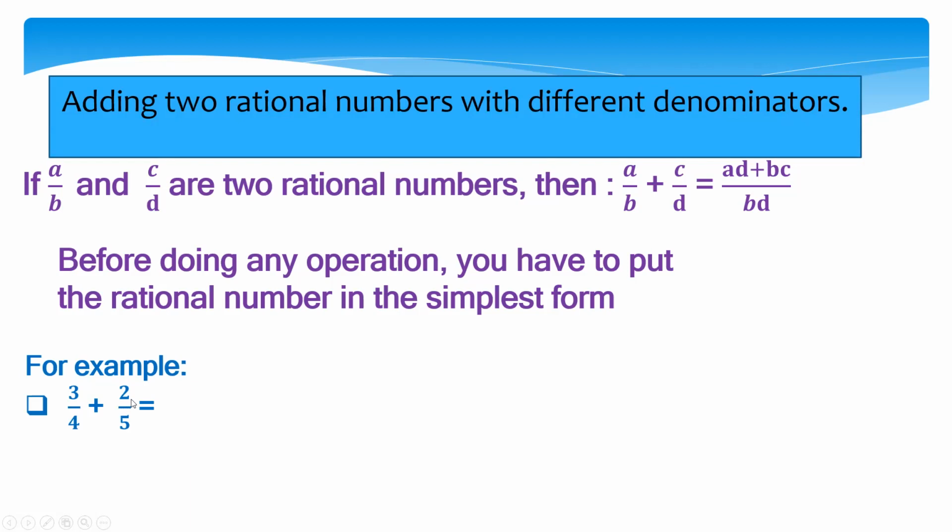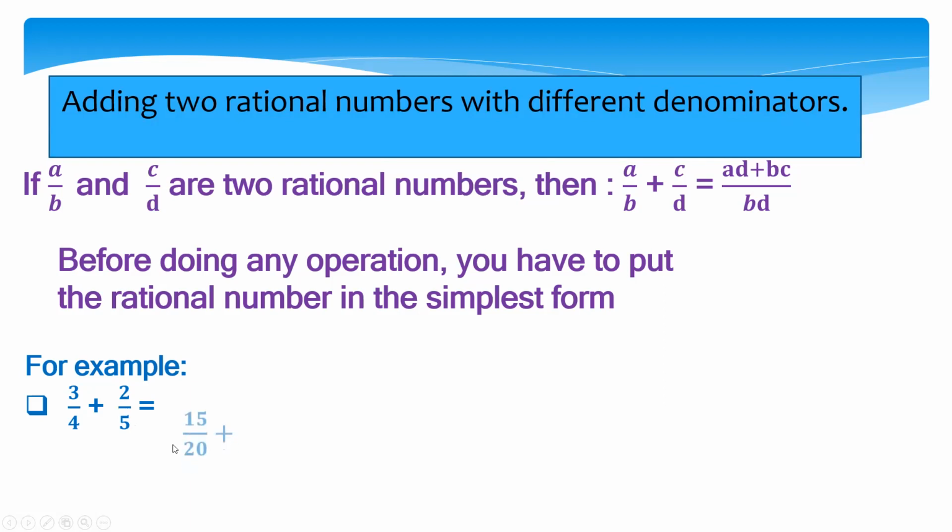The second rational number, 2 over 5. Is 2 over 5 in the simplest form? Yes. Why? Because I don't have any common factor between them. Attention here. How to add?